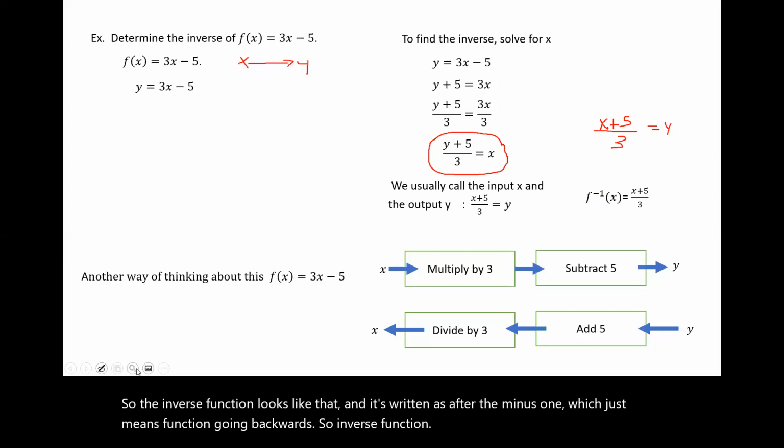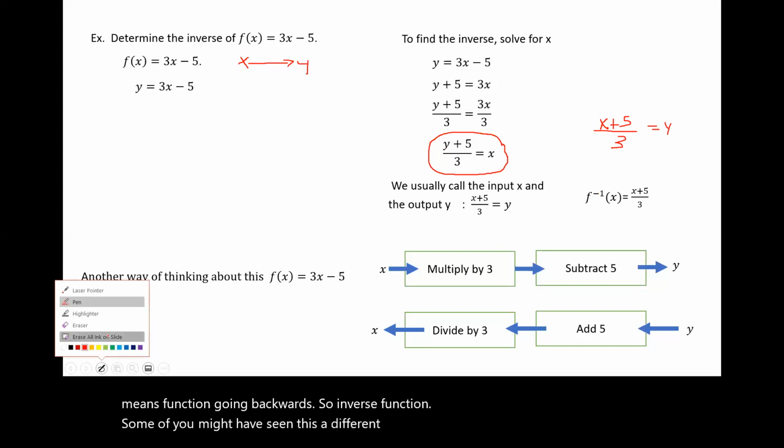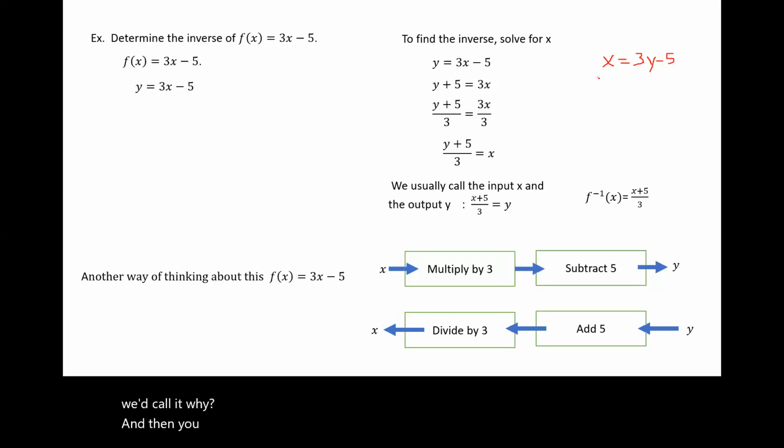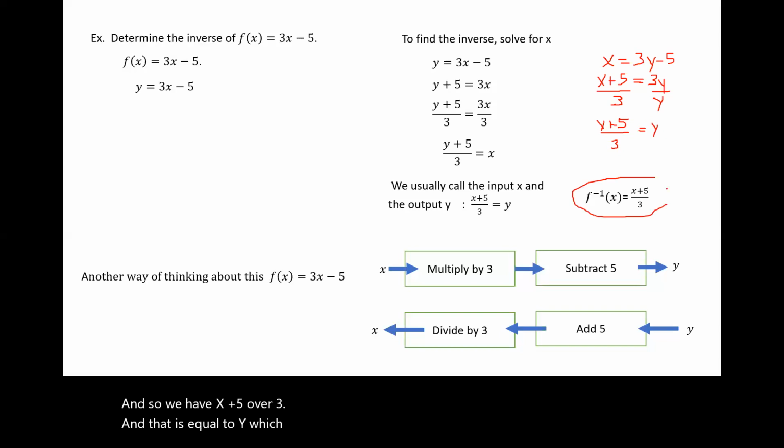Now, some of you might have seen this a different way. Some of you might have heard your teachers say that to find an inverse, swap x and y. So instead of y, we'd call it x, and instead of x, we'd call it y. And then you solve for y. So add 5 to both sides, trying to get y by itself, and divide both sides by 3. And so we have x plus 5 over 3, and that is equal to y, which is exactly what we expected over here.